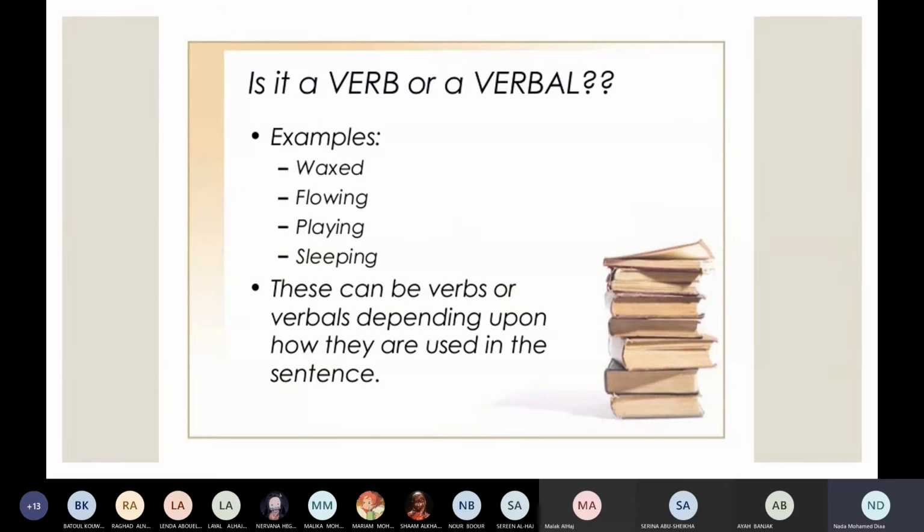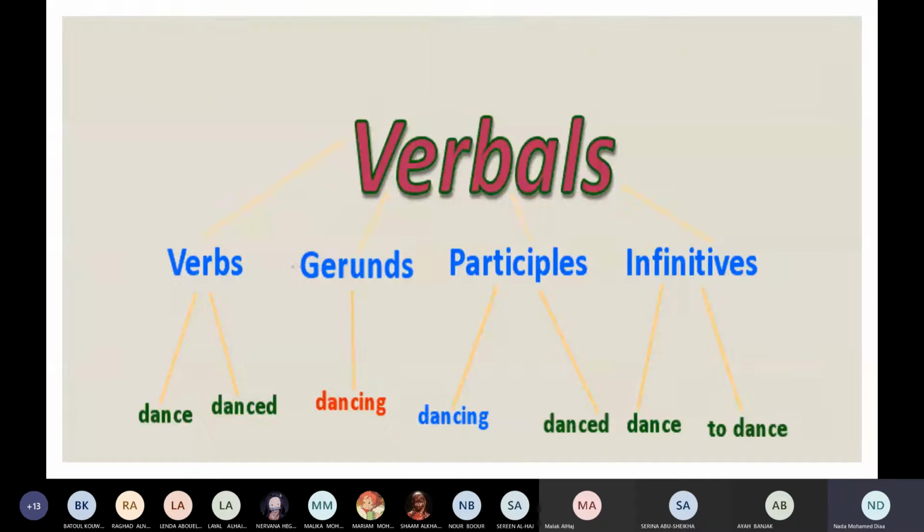Teacher, how can I know if it's a verb or a verbal? Like the words flowing, playing, sleeping. These can be verbs or verbals. How? Depending upon how they are used in the sentence. Depend on the usage of the verb or of the verbal, as I will determine later. So here, the verbals can be gerunds, participles, infinitives. The verbs is verbs.